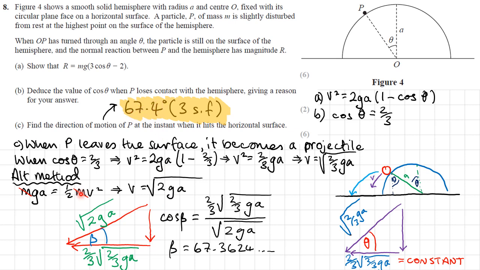This looks like slightly less working, but you choose the method that you're happy with, which you find easiest. So either using energy to find out what the speed is when it hits the ground, or using SUVAT to find the vertical part of the velocity when it hits the ground. Either way, we'll get an angle of 67.4 degrees, and I need to mention that it's 67.4 degrees from the horizontal, because I guess you could use an angle with the vertical. Let's just highlight that.